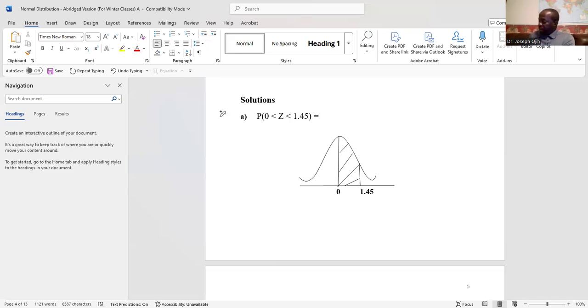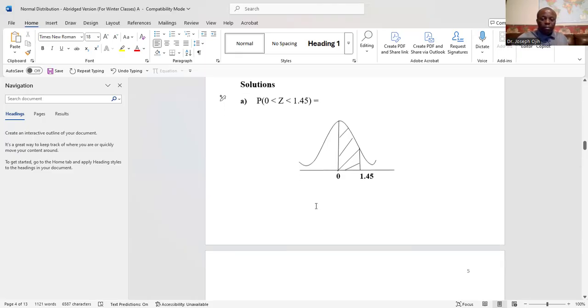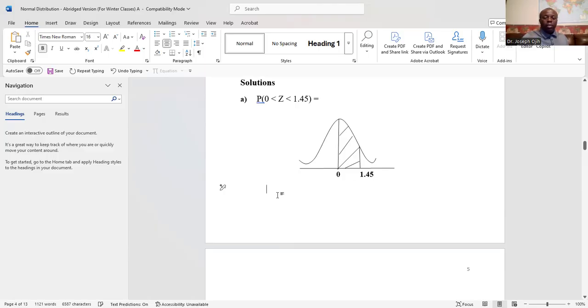Since we're using Excel, let me give you the formula to use between 0 and 1.45. I'm gonna type it here so you can be looking at it as we do it. It's gonna be equal, NORM.S.DIST, parentheses. I want you to write these formulas down so that you don't forget. This is the formula you're gonna type into Excel: the Z value that we are given, comma, TRUE, close the parenthesis, minus 0.5.